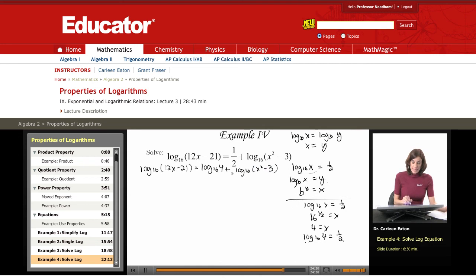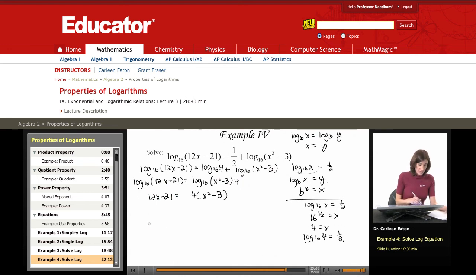Now, my next step is to combine these two logs on the right using the product property. Log base 16 of 12x minus 21 equals the log base 16 of 4 times x squared minus 3. Now I have it in this form, and I can say, okay, 12x minus 21 equals 4 times x squared minus 3. And then I just solve, as usual.